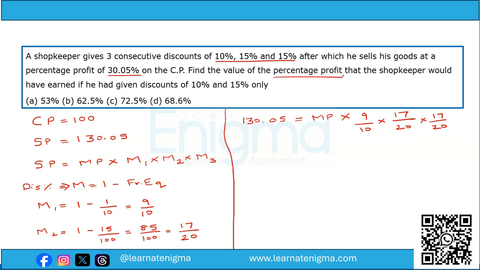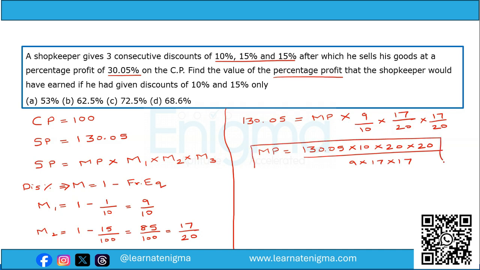So what we'll do is bring all these fractions to the other side and keep it as the marked price. So marked price, we can say, is 130.05 multiplied by 10 into 20 into 20 upon 9 into 17 into 17. Okay, so this is our marked price.